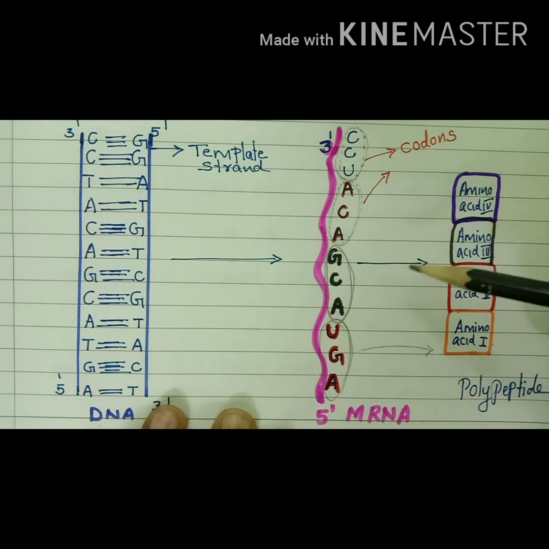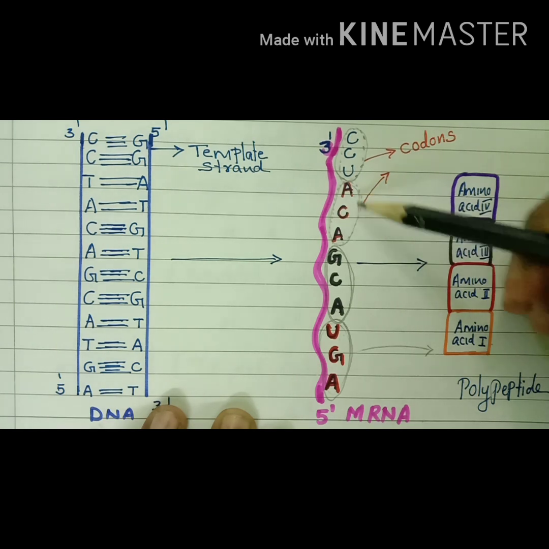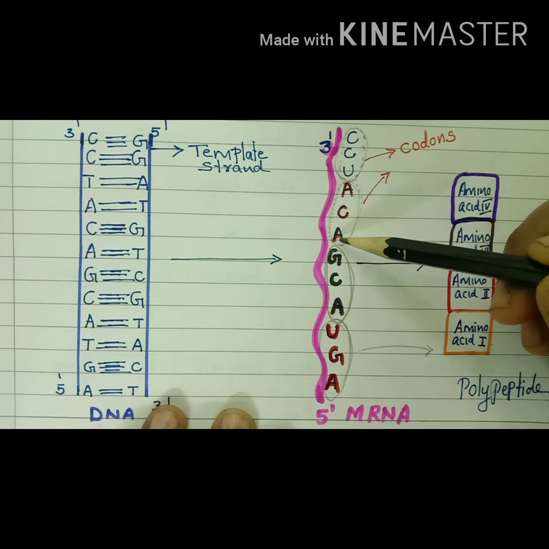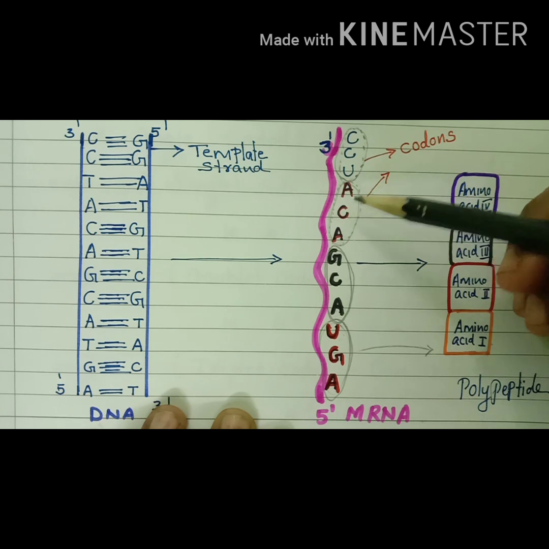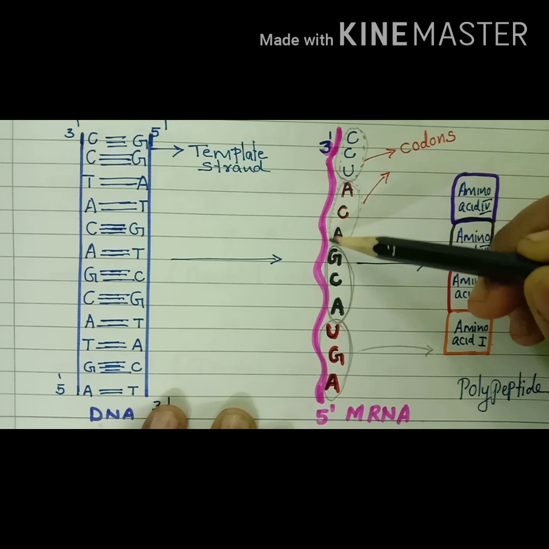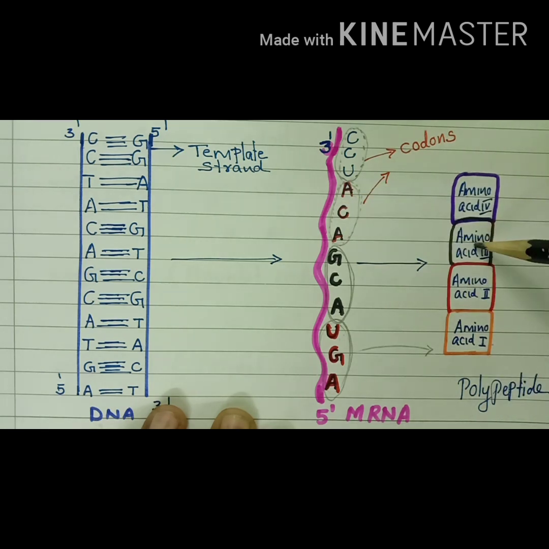Then we can see the third codon, which again consists of 3 nucleotides. They are adenine, cytosine and again adenine. Adenine means adenylic monophosphate, that we can see here. Here we can see cytidine monophosphate. Here we can see again adenylic monophosphate. These 3 together are known as another codon that will code for the third amino acid.